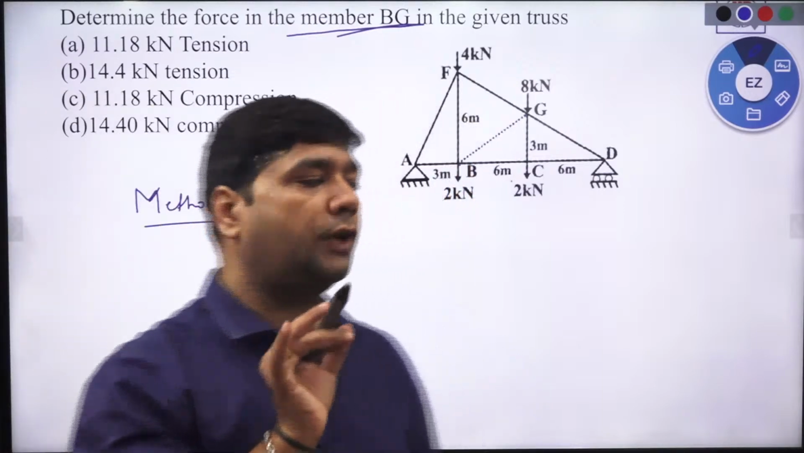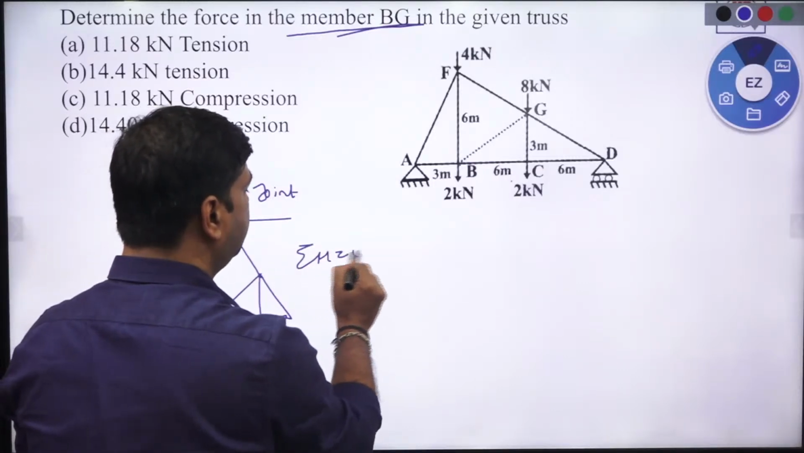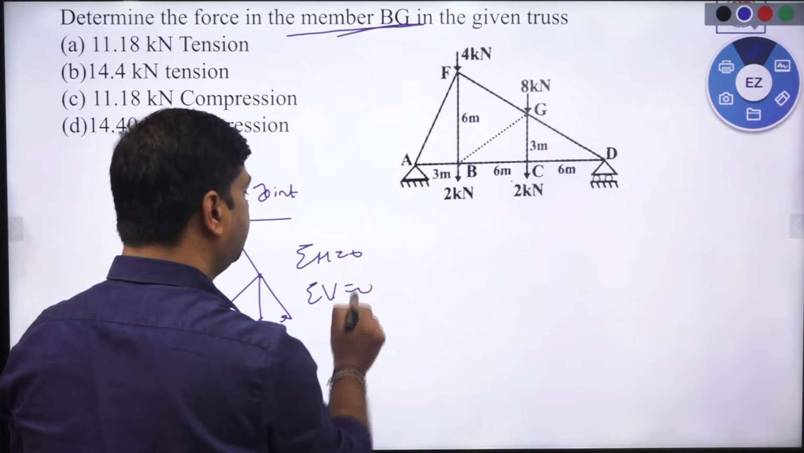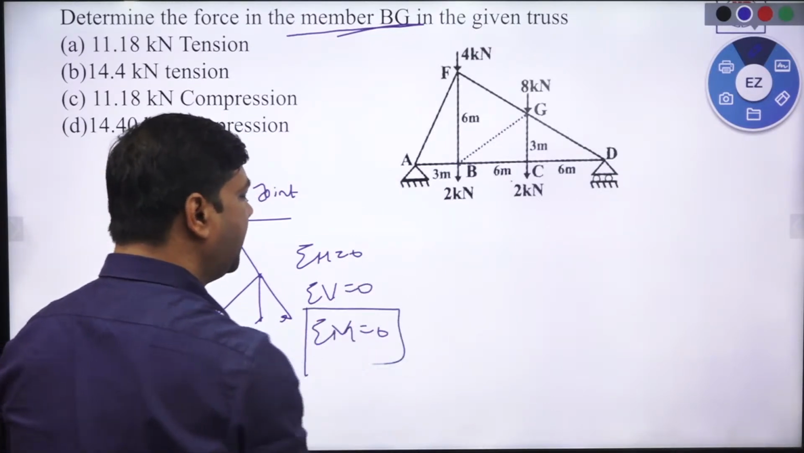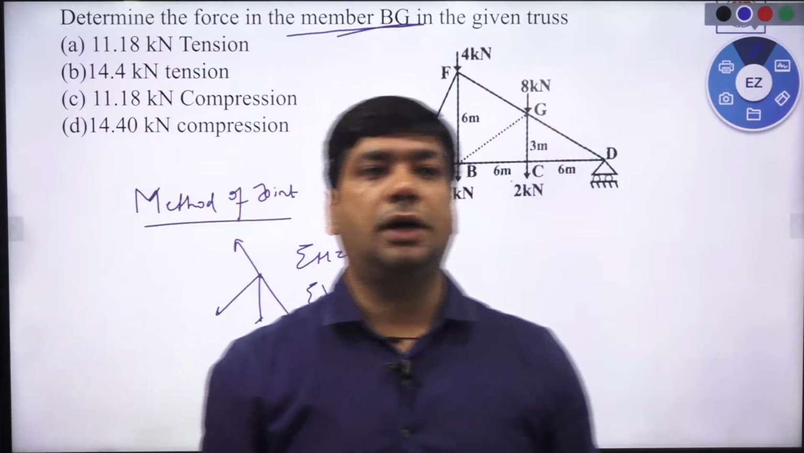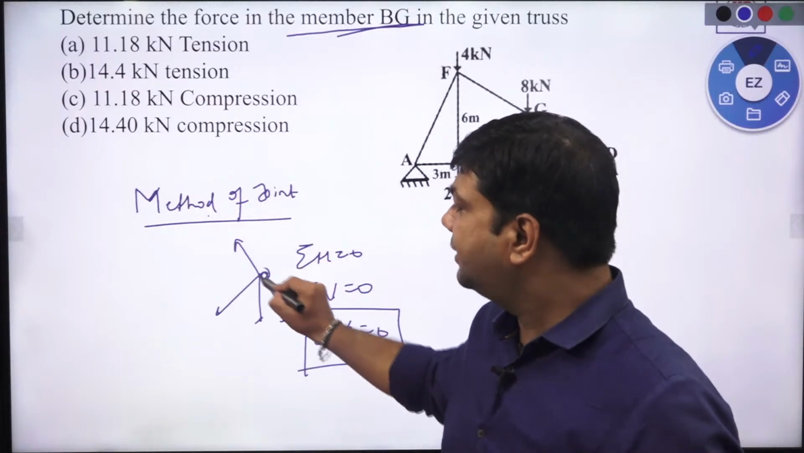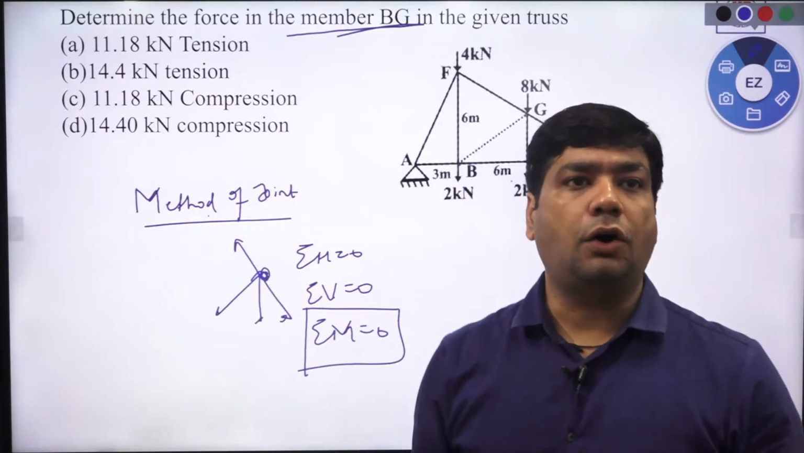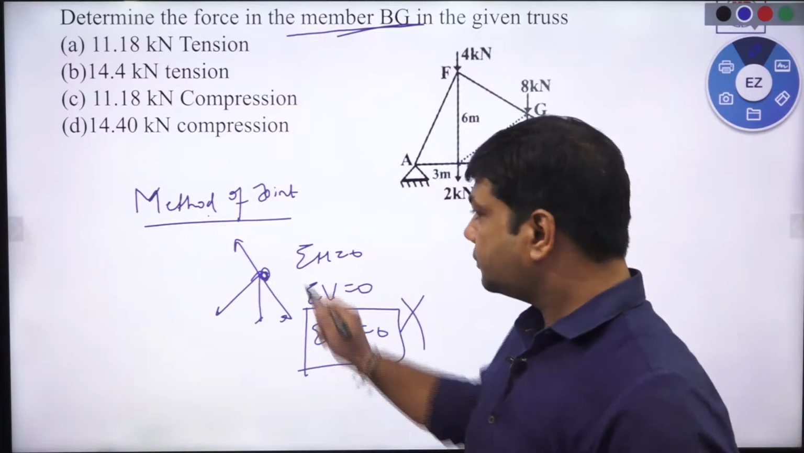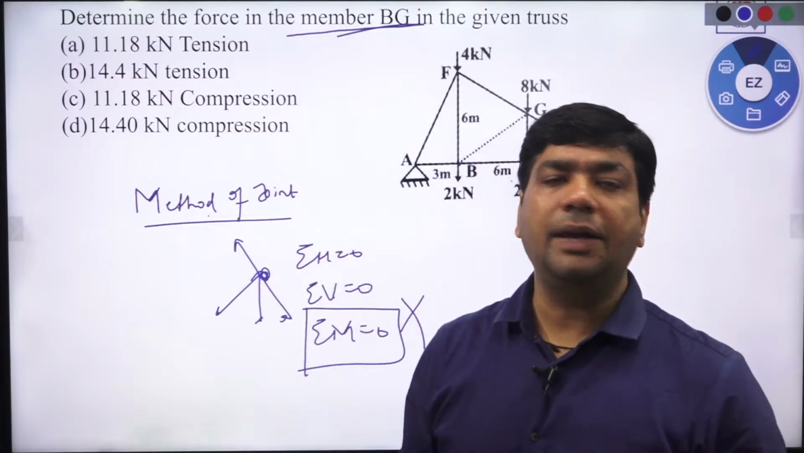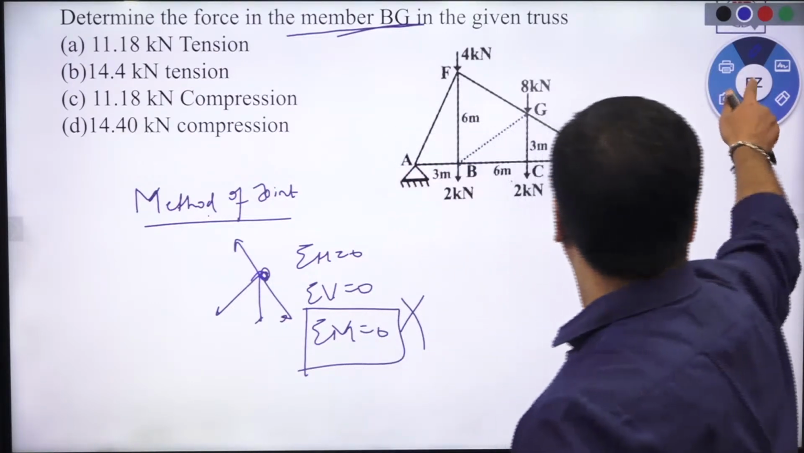Why only two unknowns? Because we have the equilibrium equations: sum of horizontal forces equals zero, sum of vertical forces equals zero, and sum of moments equals zero. But the moment equation is not applicable in the method of joint. Why? Because all forces are collinear. So the method of joints is not applicable here. So we have to take the method of section.